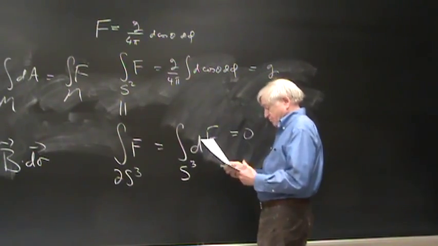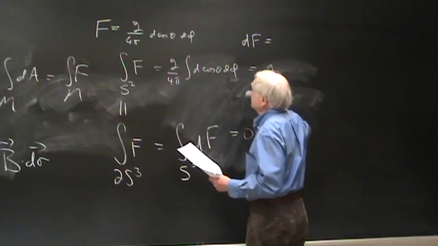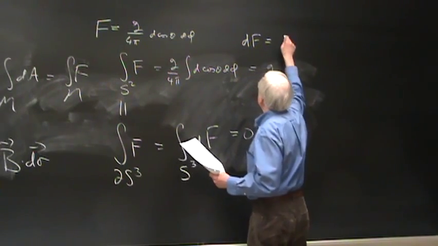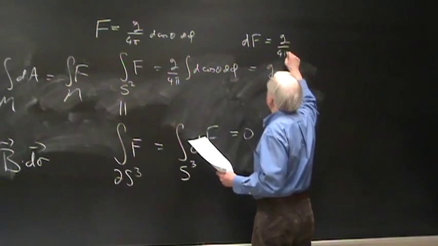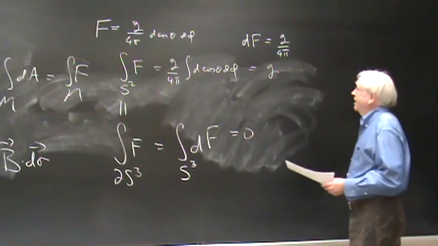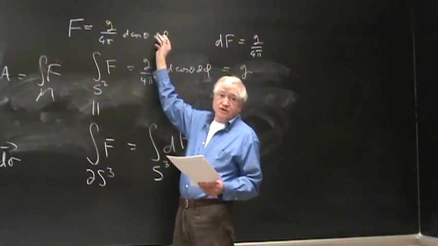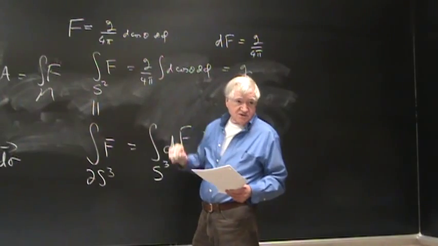So we've got something puzzling here. In other words, dF is 0 because that would be G over 4 pi, and we would have d hitting either d cosine theta or d phi.